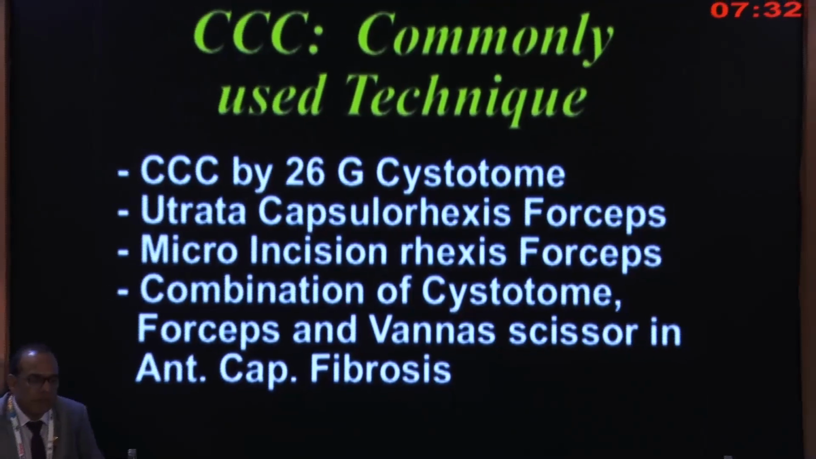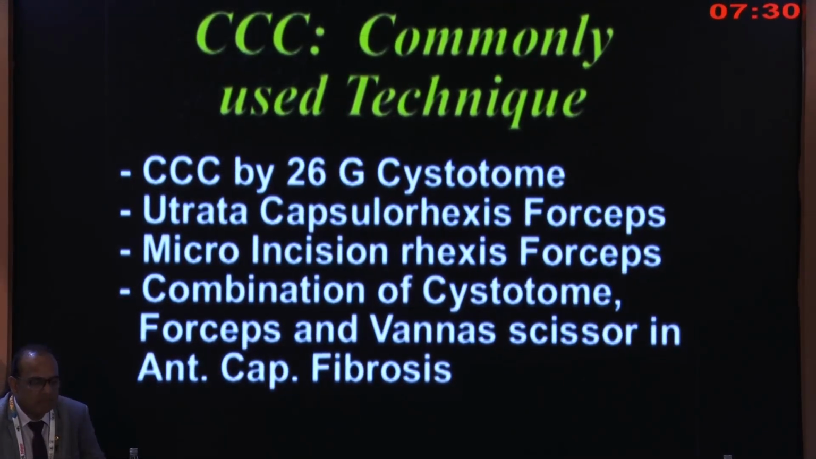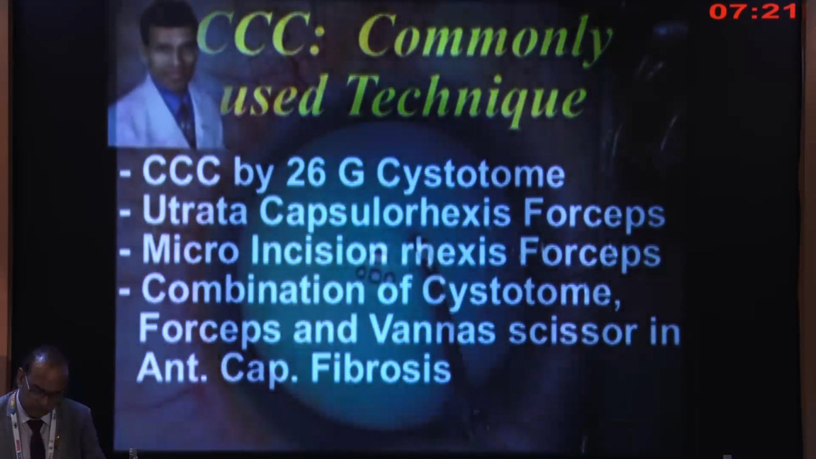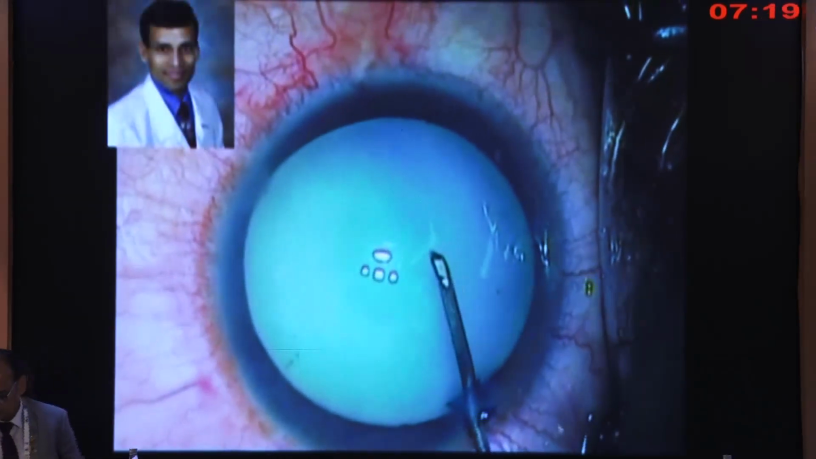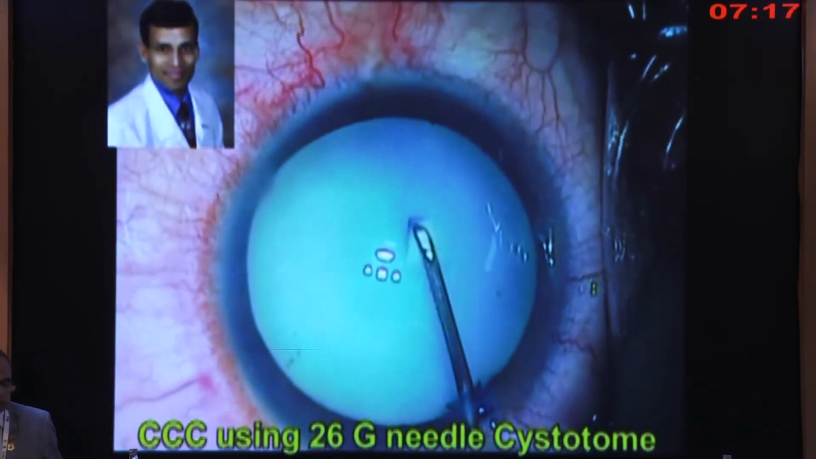the premium lens implantation. So there are many methods of doing capsular axis: by Utrata cystotome, by 26 gauge cystotome, Utrata capsular axis forceps, microincision rexis forceps, or a combination of the forceps and the needle technology.